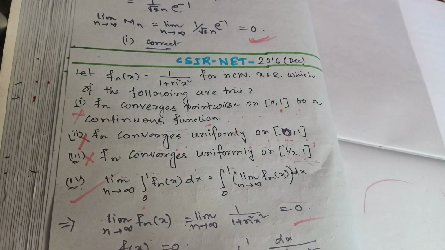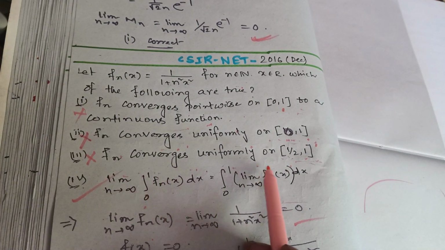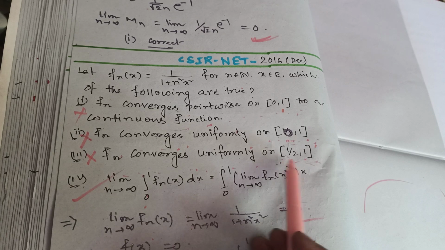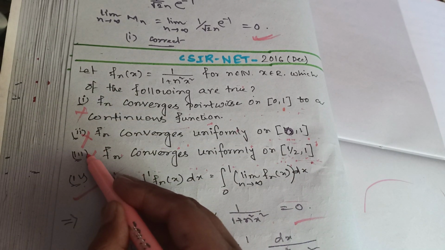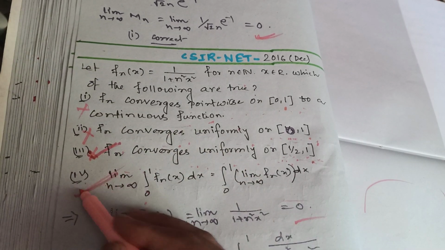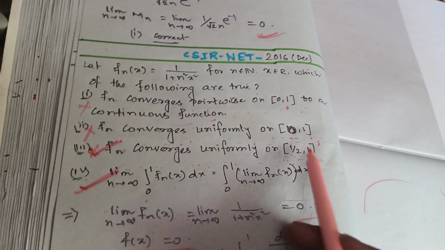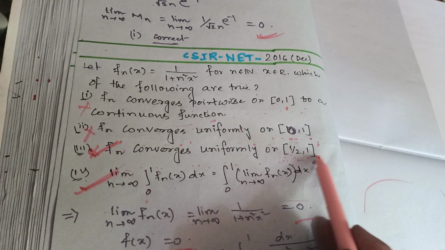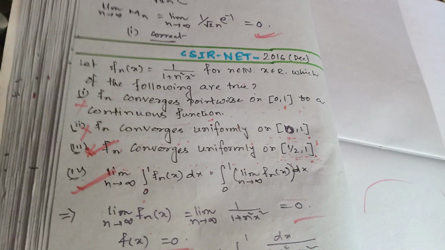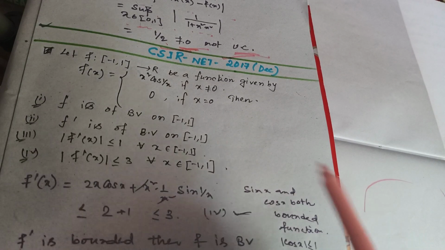Option 2 is incorrect. And fn converges uniformly on half comma 1, it is correct. And option 4 is correct. So options 3 and 4 are correct. This interval is a small interval, so if we consider half to 1, this is our correct option. So options 3 and 4 are our correct options.